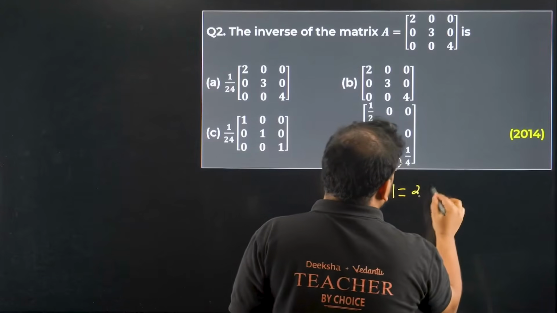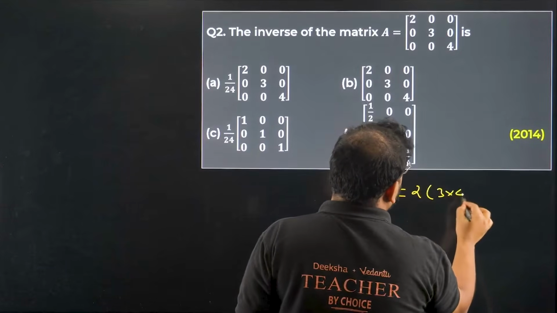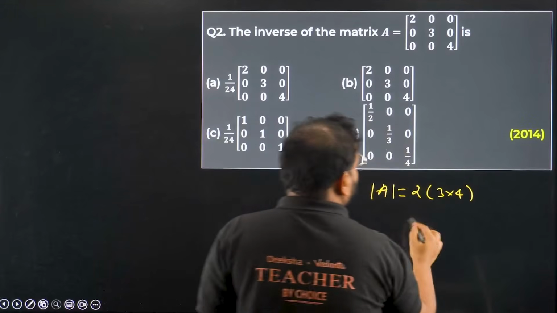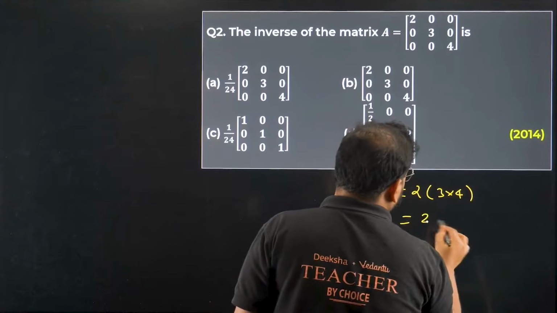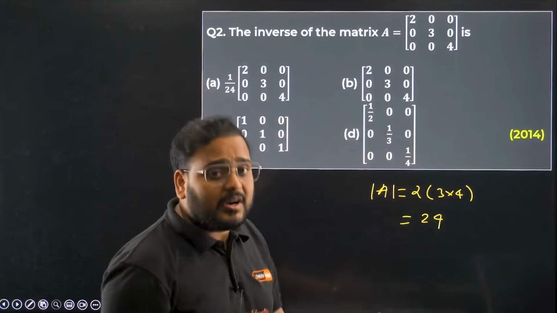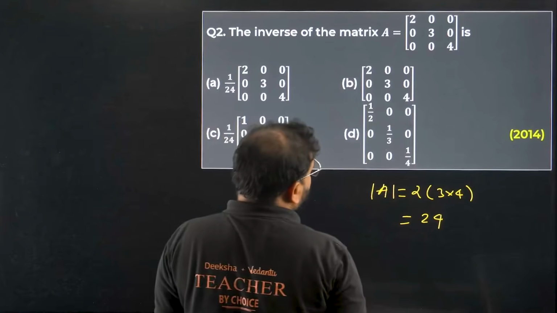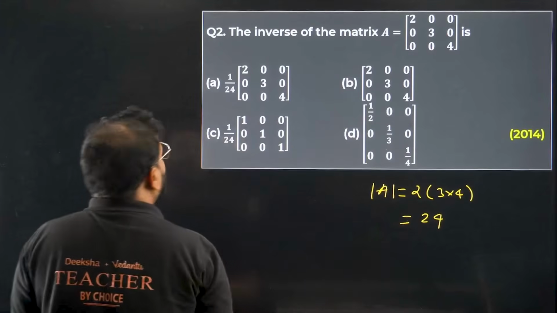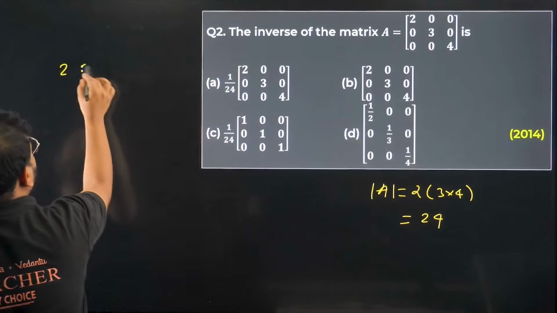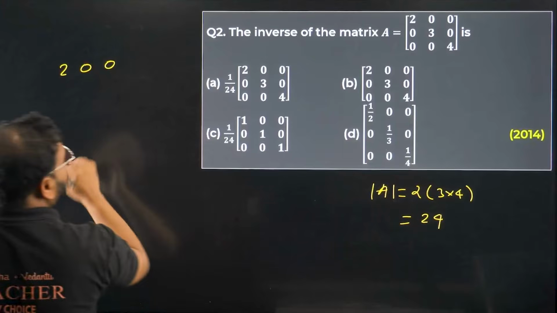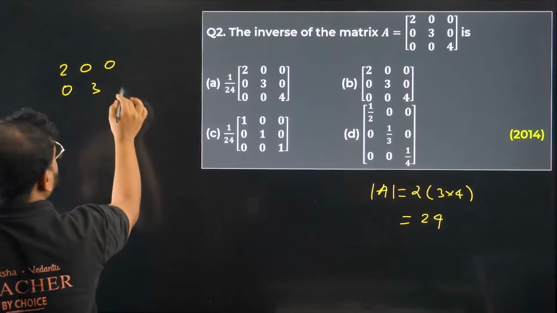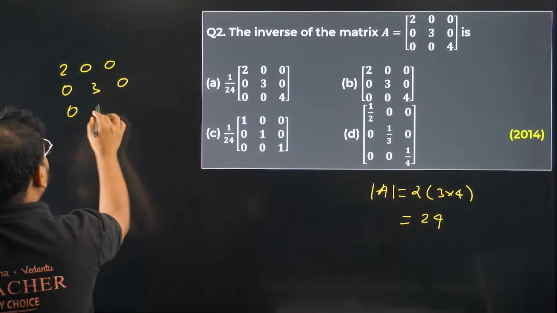Across row 2 you can find. You'll have 3 into 4, right? Rest all is 0. What do I get? 6, 24, I'm getting. Okay, now inverse. For that we need adjoint. So adjoint will be what? Please check. Adjoint will be over here. I can write 2, 0, 0, 2, 0, 0, and we have 0, 3, 0. We have 0, 0, 4.